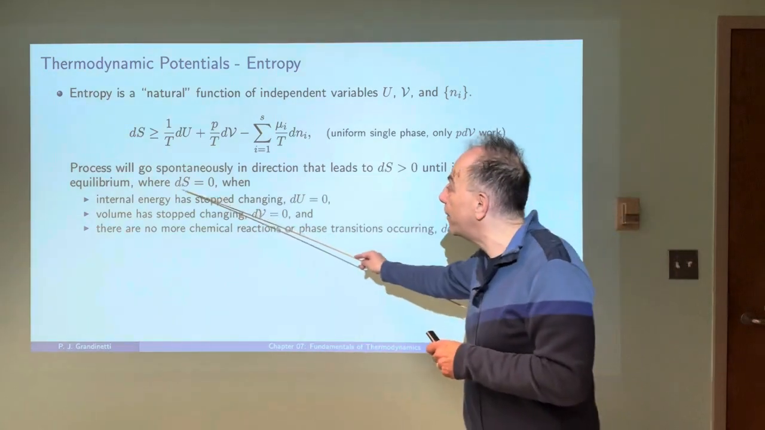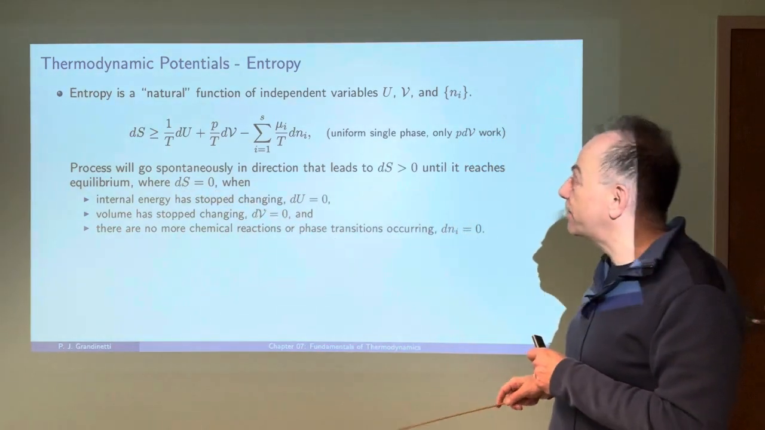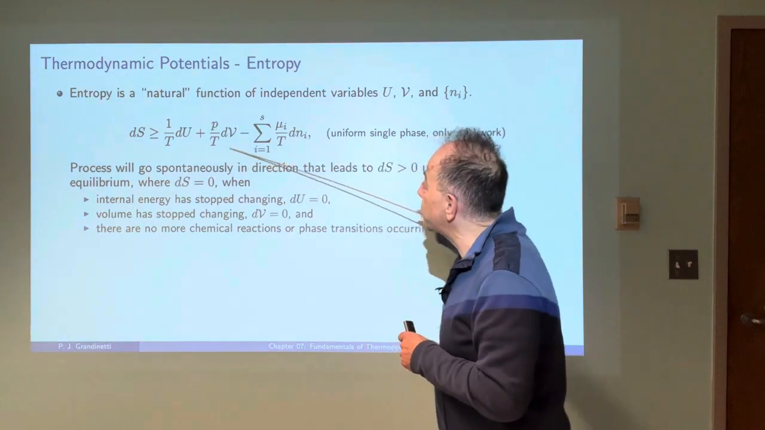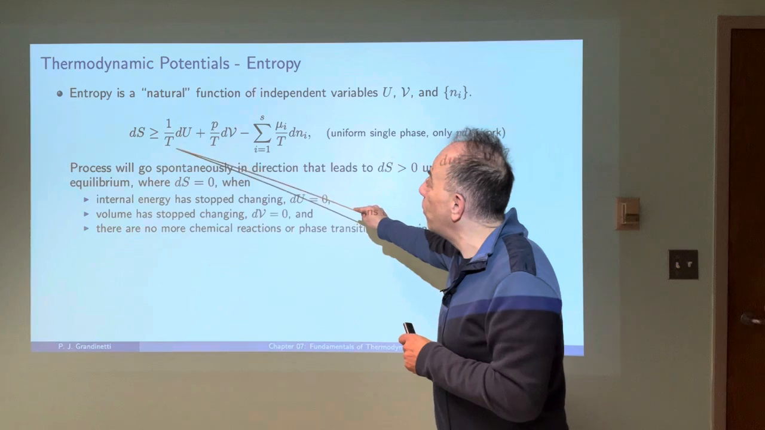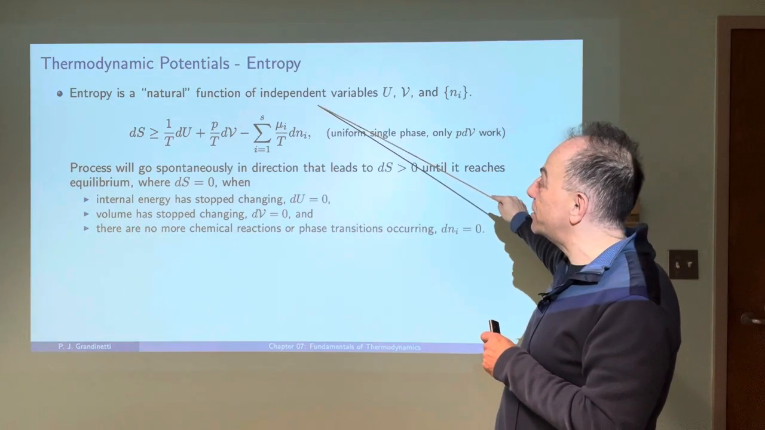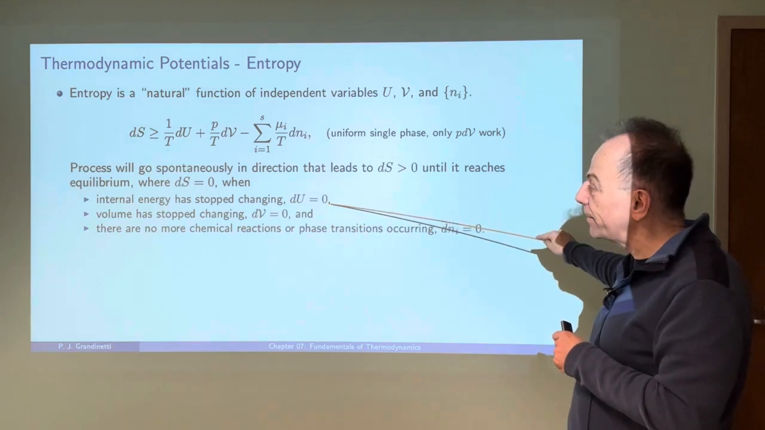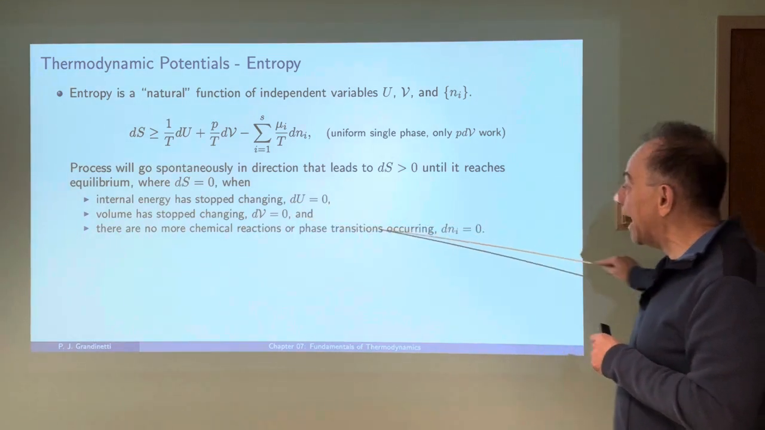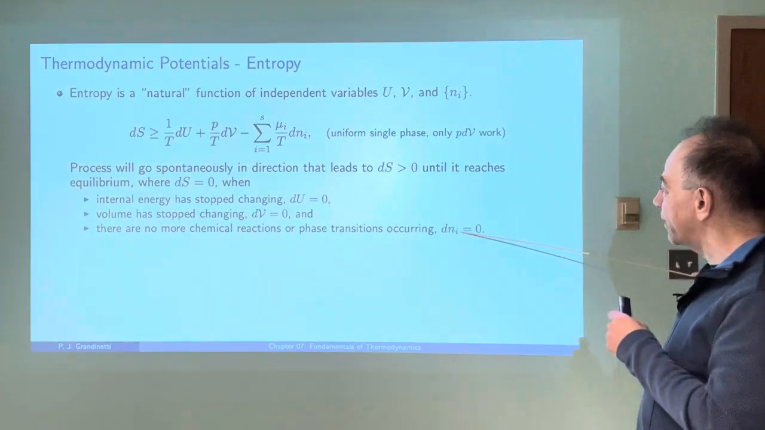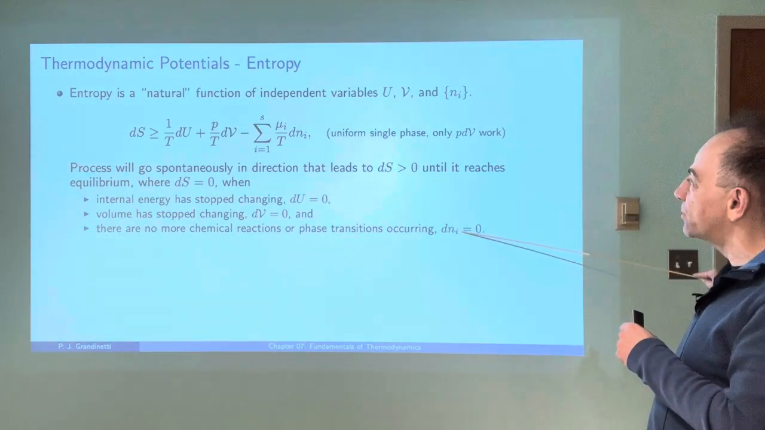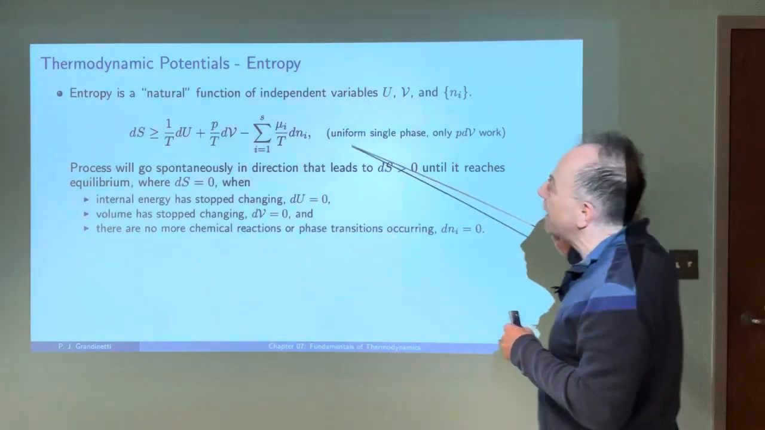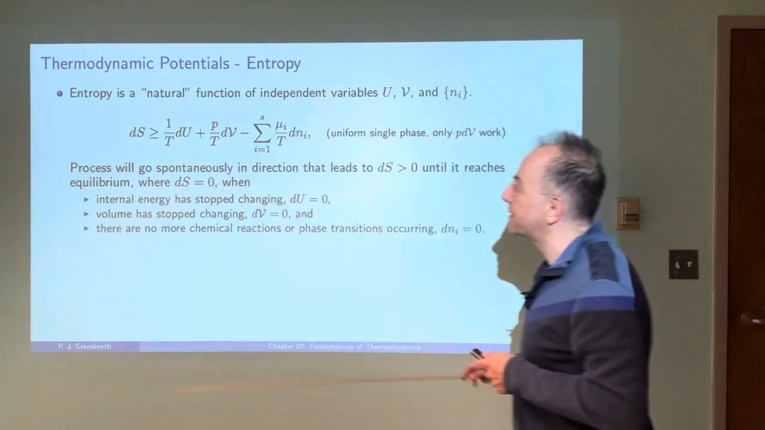Okay, so at equilibrium, we expect dS to be equal to 0. And looking carefully at this expression, you can see that making this expression equal 0 means that we have a situation where dU is 0, dV is 0, and dn is 0. So when the energy has stopped changing, when the volume has stopped changing, and there are no more chemical reactions changing, so in other words, the reactions have all reached their equilibrium, so the dn_i's are all 0, there's no change in the number of moles of any of the substances, then we get a situation where dS is equal to 0.